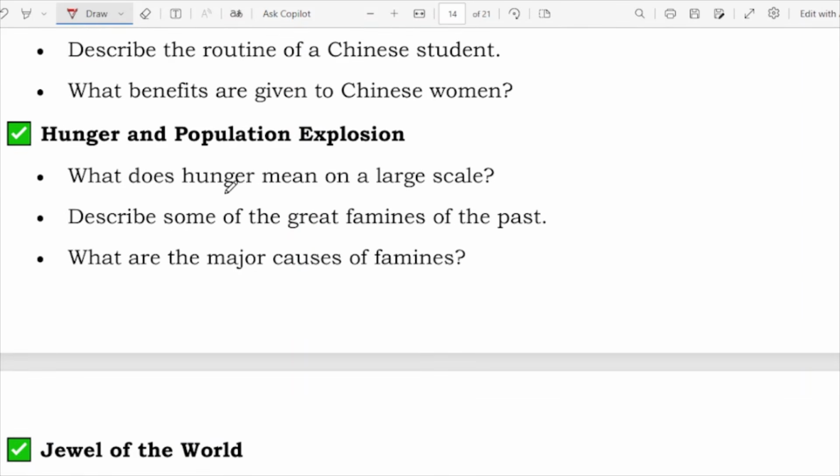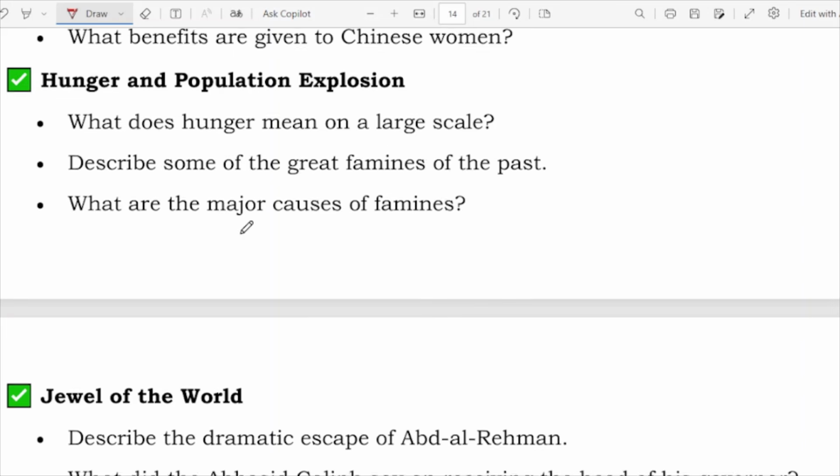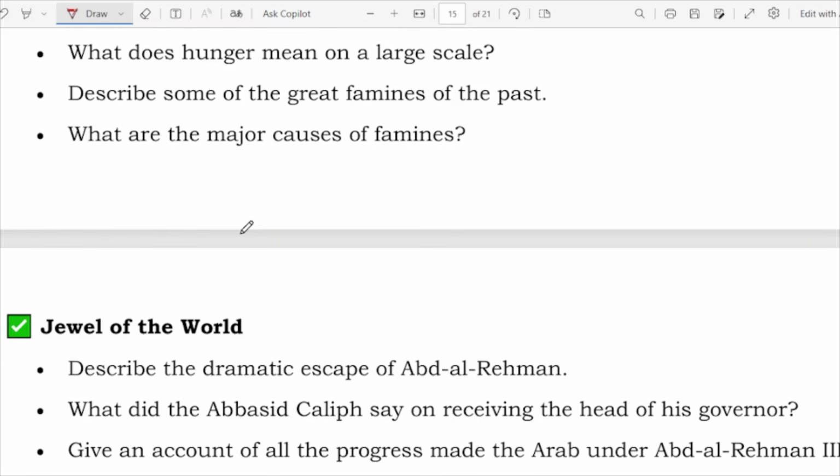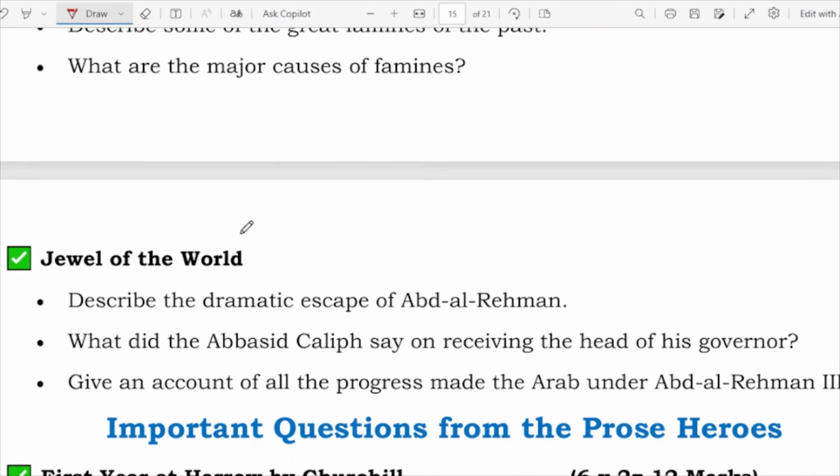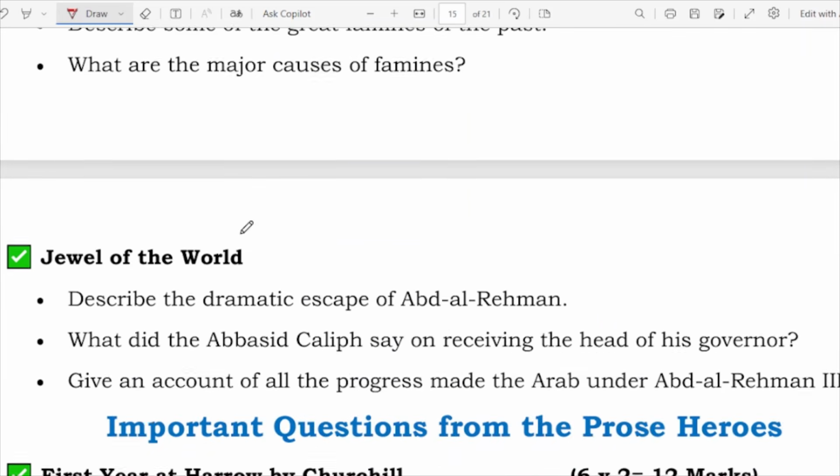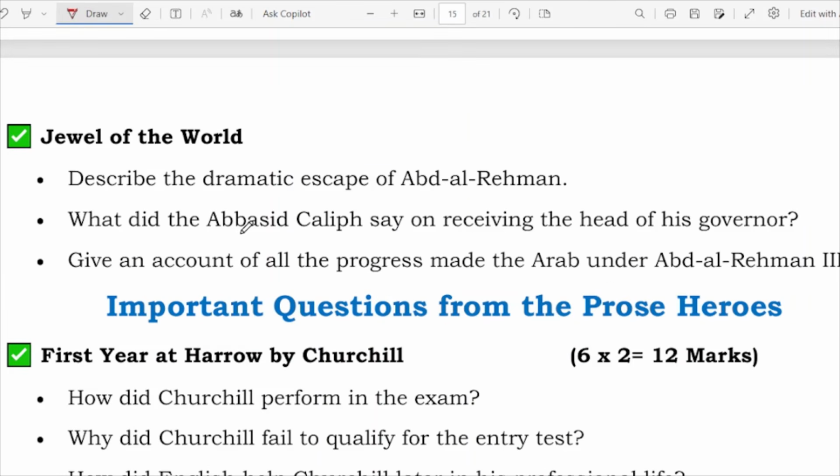Hunger and Population. What does hunger mean on a large scale? Important question: describe some of the great famines of the past. What are the major causes of famines? Three questions from Hunger and Population. Then the last one in modern prose, Jewel of the World.